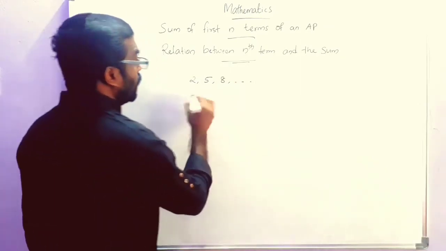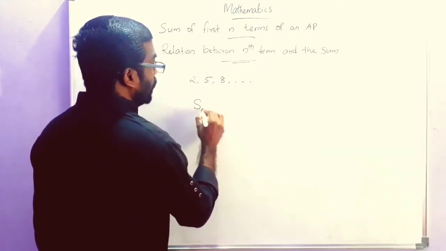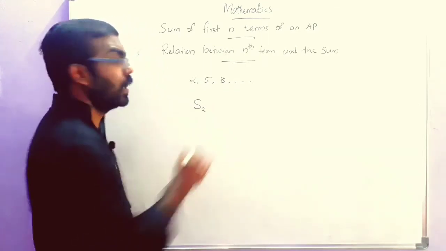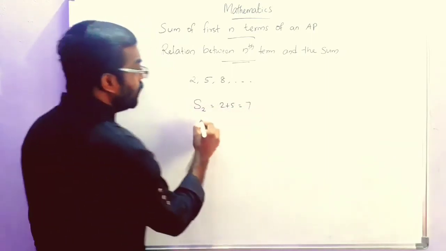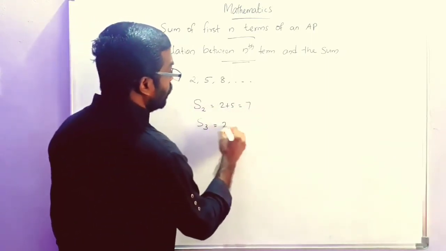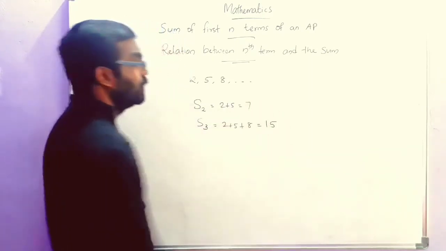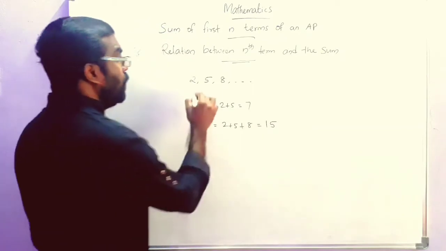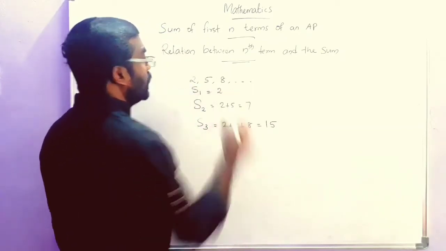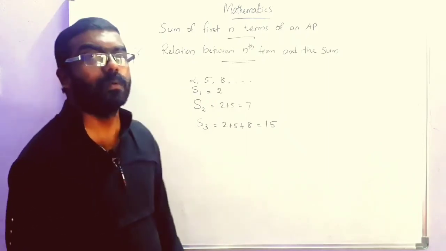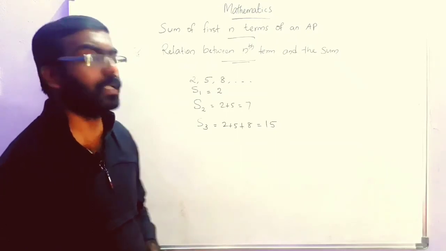Here the sum of two terms, that we can denote as S2, is 2 plus 5, which is equal to 7. And the sum of three terms, S3, is equal to 2 plus 5 plus 8, which is equal to 15. And the sum of one term, that is the first term itself, S1, is equal to 2. Now we can check, is there any relation between the nth term and the sum?